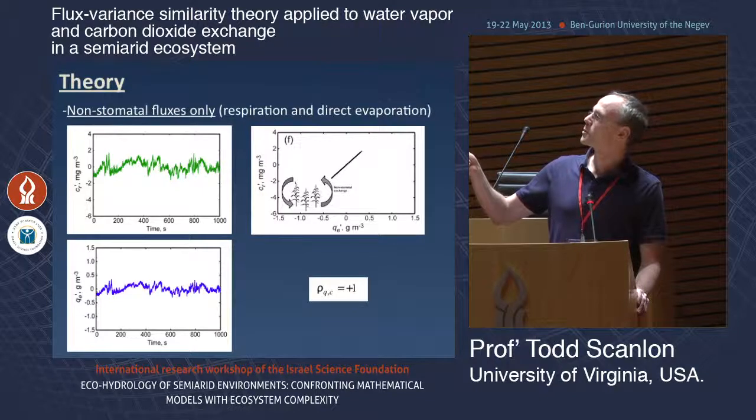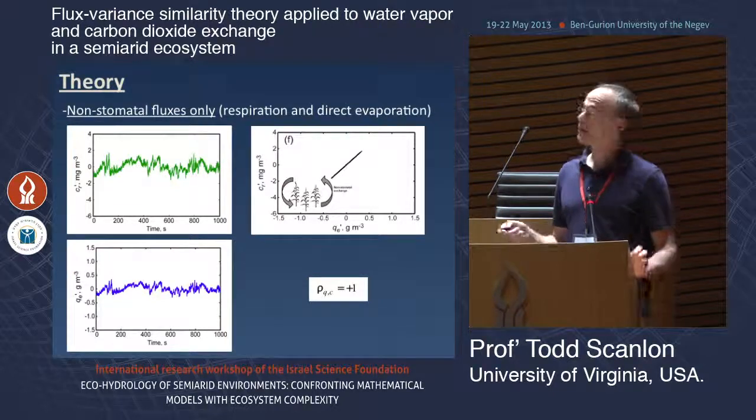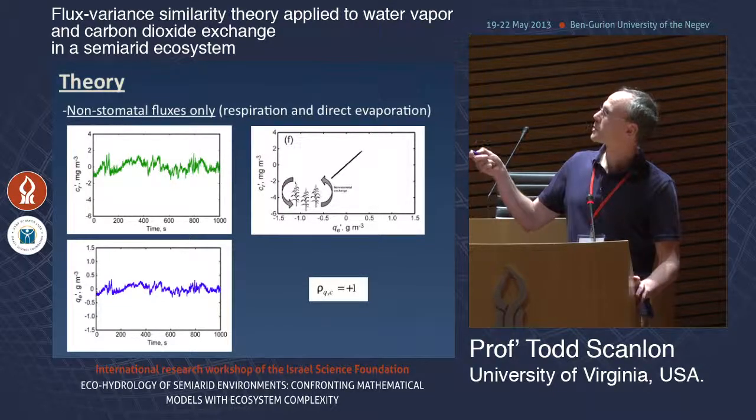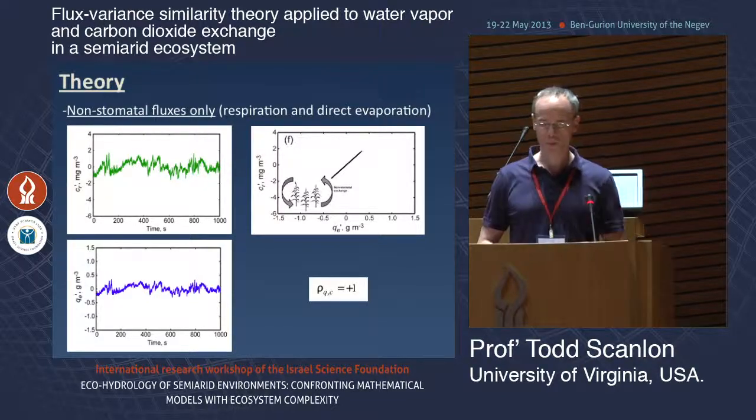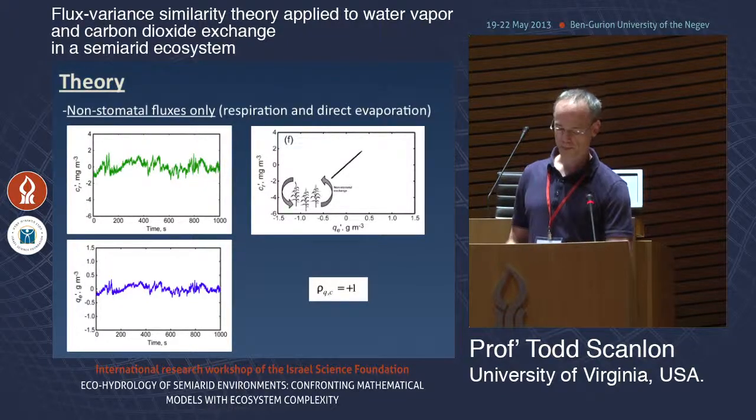The CO2 time series that we measured above the canopy would look like this, might look like that, and the water vapor time series might look like that. So there we have a perfect positive correlation. The correlation coefficient between water vapor and CO2 would be +1.